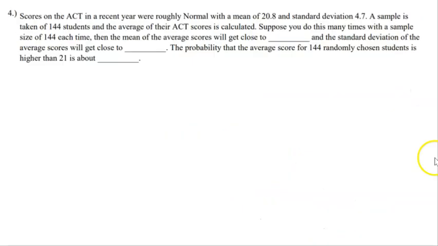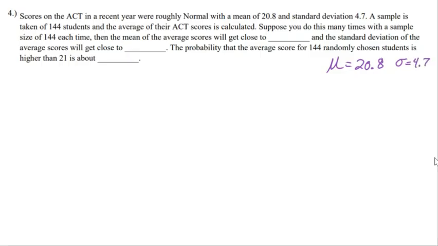All right, let's try another one. Okay, so it says scores on the ACT. That's like the SAT, only it's a different test. It's very similar. It's for college entrance. Scores on the ACT in a recent year were roughly normal with a mean of 20.8. So we're going to say mu equals 20.8 and a standard deviation of 4.7. So that's sigma equals 4.7. Okay.